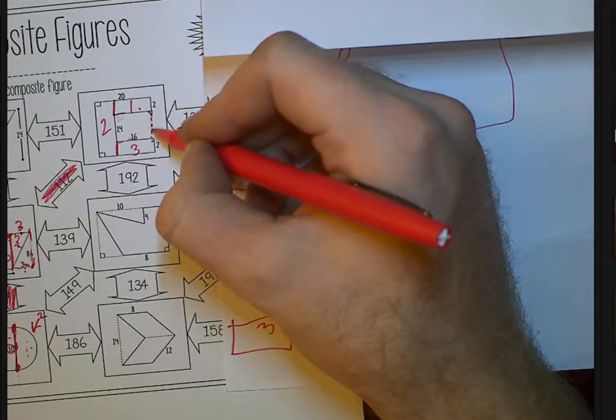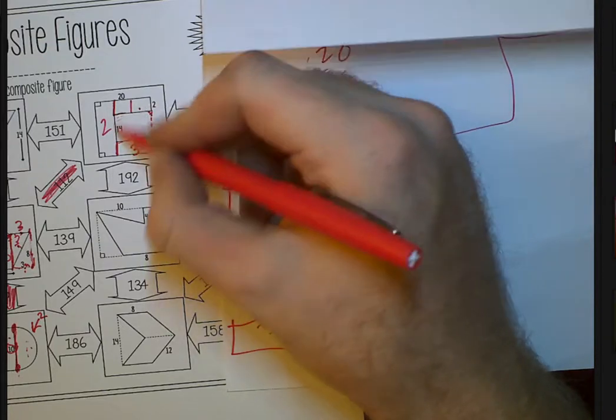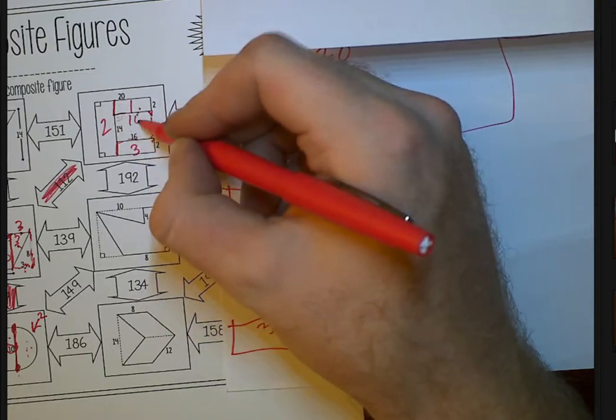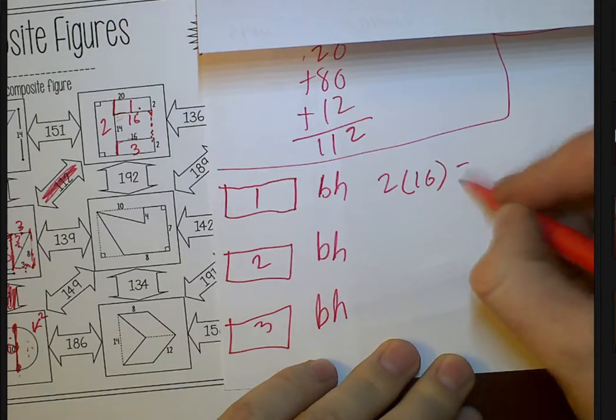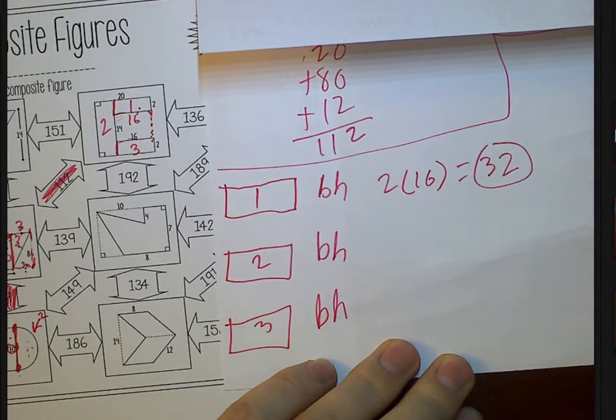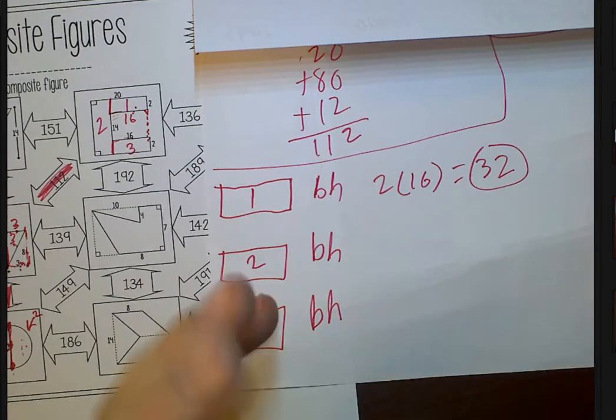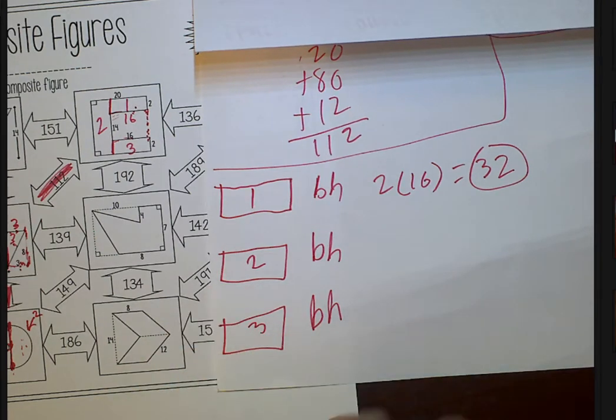If you drew some dots right here, so now you've got your rectangle. This side is opposite of this, so you know this is 16. So you just have 2 times 16, and that equals 32. I always circle my areas so they're easier to find, so I can keep up with them better.